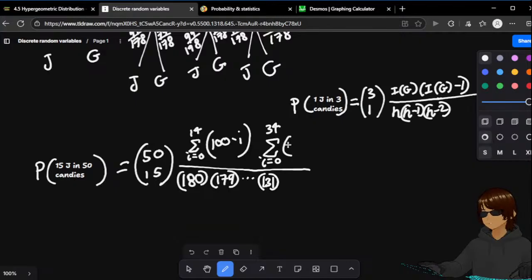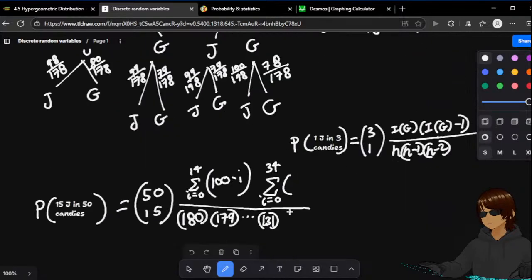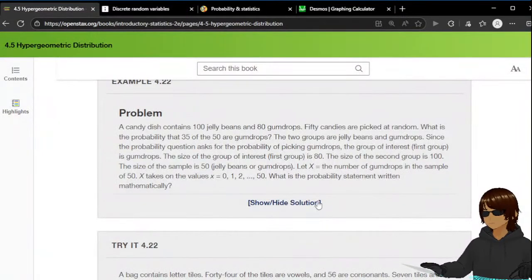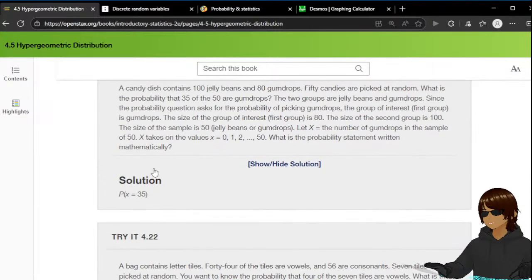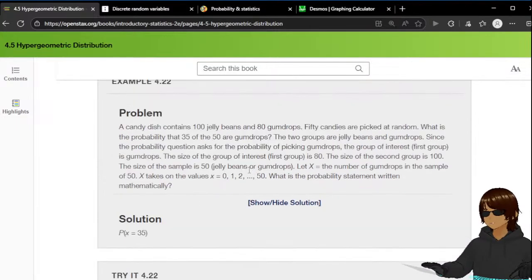Thirty-four. How many gummies are there? 80. I don't even know if I'm doing this right. So 35 gummies. So it could be we choose one of the 80 gummies or we choose one of the 79 and then we choose one of the 74. Is this right? What is the probability statement? This 35.